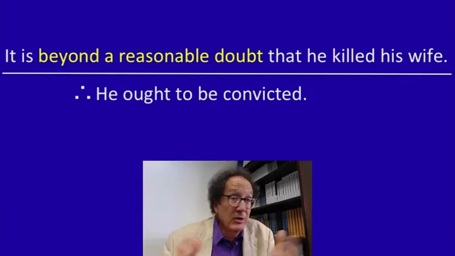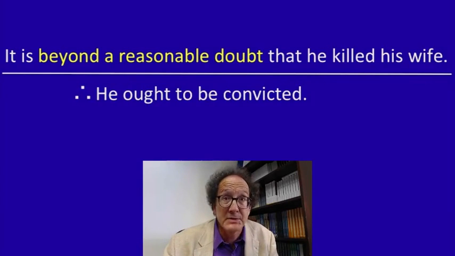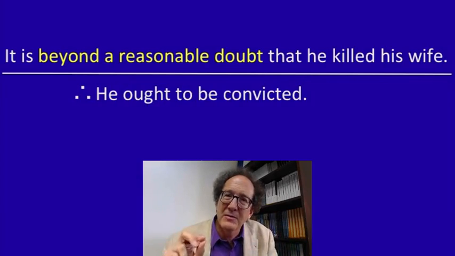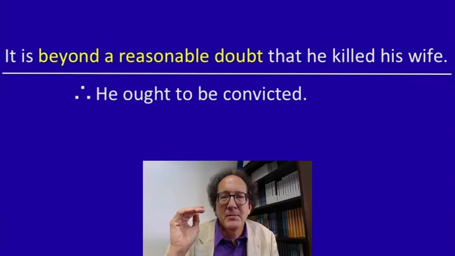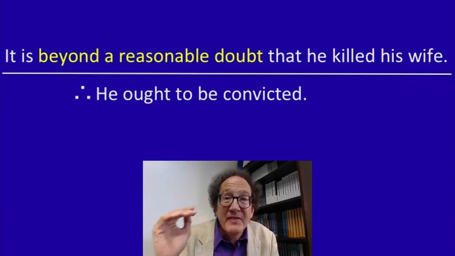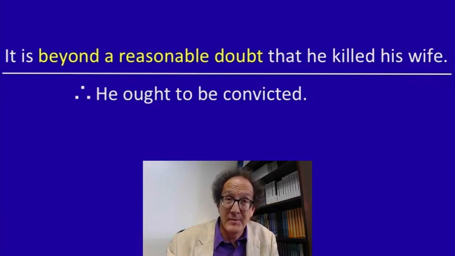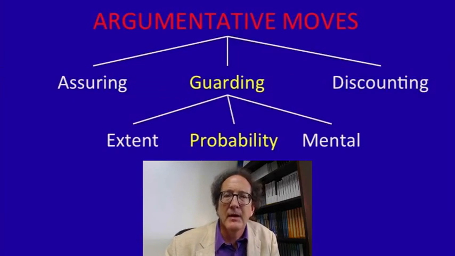In any case, however you assess whether or not he should have been convicted, depending on how you assess how likely it was that he really did what he was accused of, apart from all those questions, the point here is simply that in arguments in general, you can make the argument more defensible by weakening the premise so there are fewer ways to show that the premise is wrong. And that's the second type of guarding.